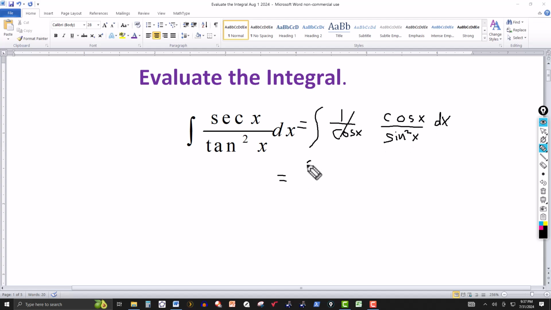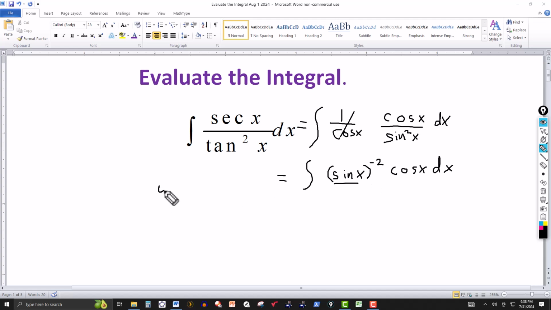So let's rewrite this again. I'll write this as sine of x quantity squared for this one, and then if I take it up, it changes it to a -2 here. So this becomes cosine of x dx. Okay, we know the derivative of sine is cosine. So we can use a standard u-substitution here.